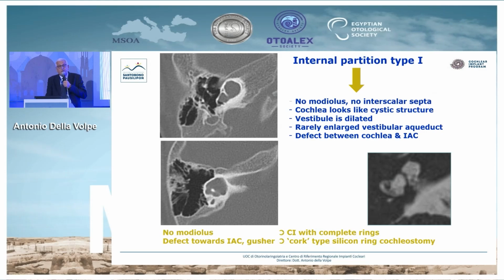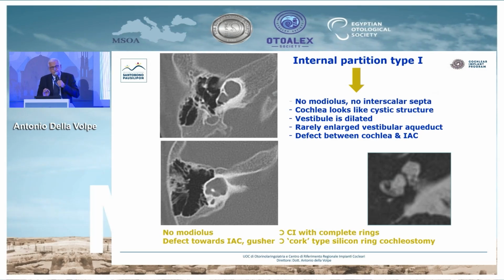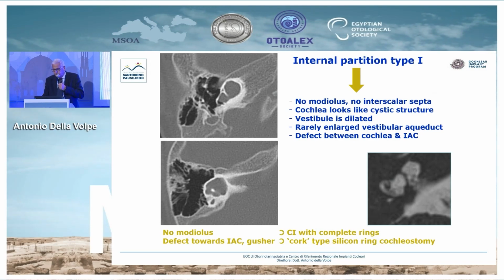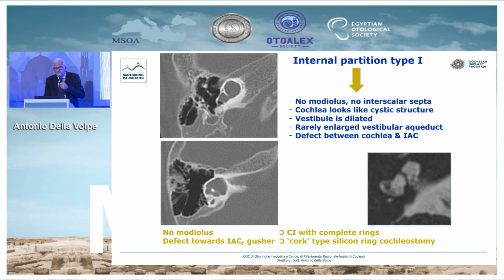We said before that in this case you will have a gusher for sure, so you have to plan your surgery considering this situation. You have to seal the cochleostomy very precisely, because if you don't perform this technique, you have a leak after surgery. It's possible to have meningitis, as you know.